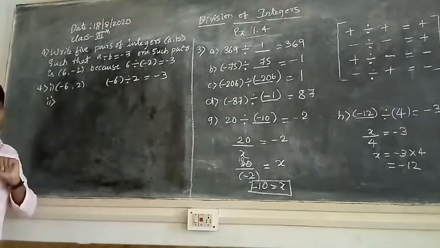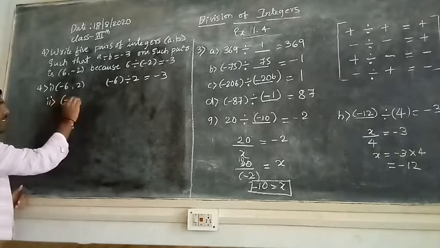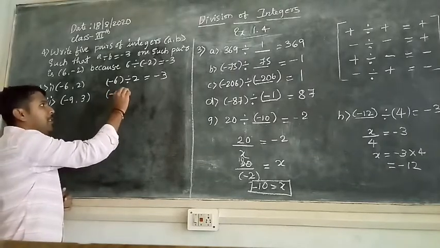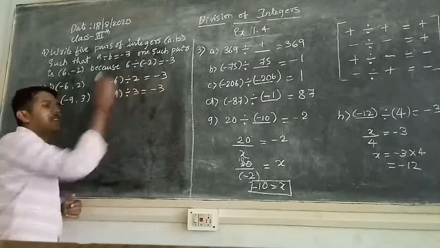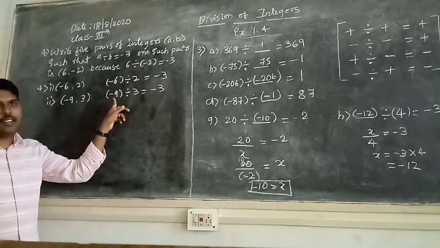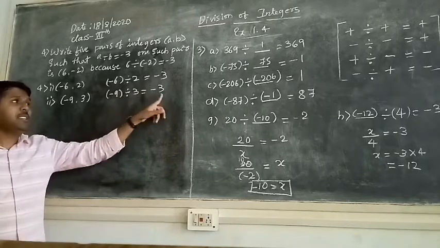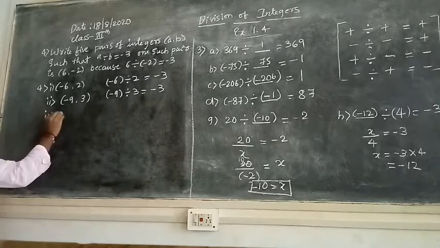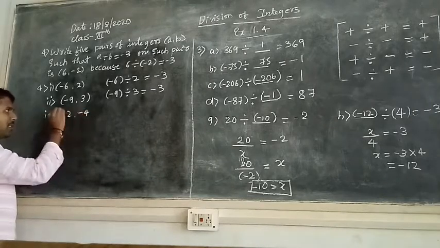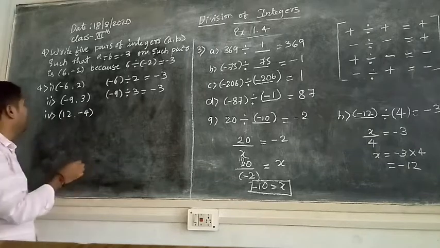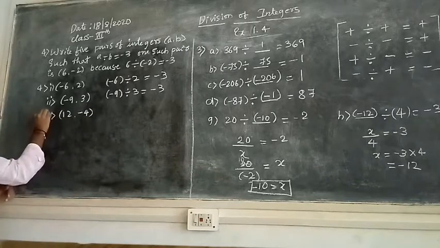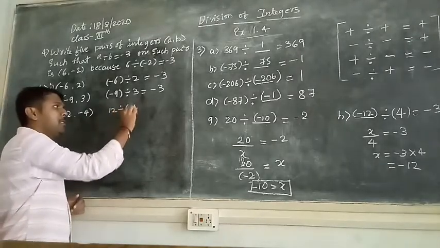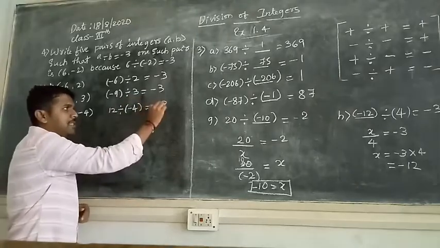2 threes are 6, no? Take minus 9 and 3. Minus 9 divided by 3. What will we get as the answer? Minus 3. 3 threes are 9. 9 divided by 3 means 3. Minus divided by plus means minus. Take 12 divided by minus 4. This is also possible, no? Sorry, this one is the third one, no? 12 divided by minus 4. So this one we get minus 3.